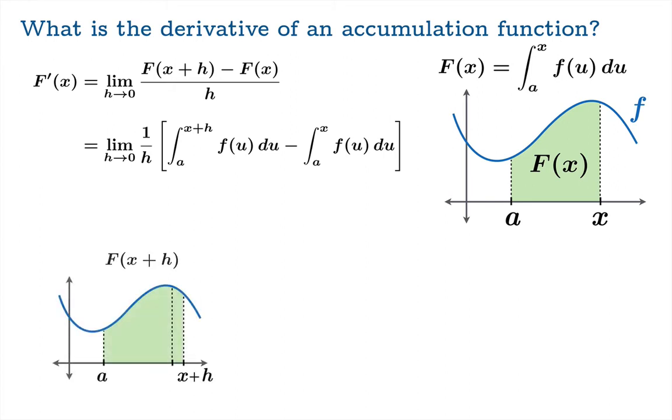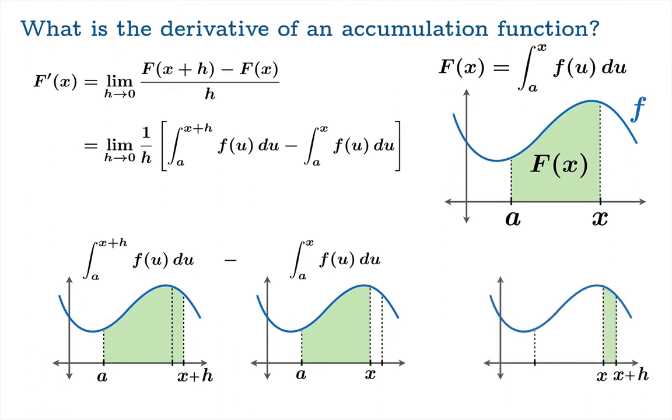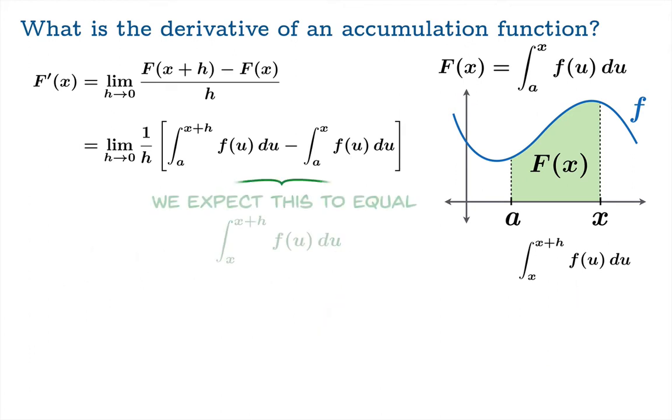Here's F of x plus h, which is this integral right here, the integral from a to x plus h. And here's F of x, the integral from a to x. And when we take this difference, it's pretty clear from the picture that the difference should be the integral from x to x plus h of the integrand function. So that's what we expect this quantity inside the square brackets to equal. But let's derive this fact with a little more rigor, because we have some properties of integrals which are going to be really handy here, and it's useful to test drive them.